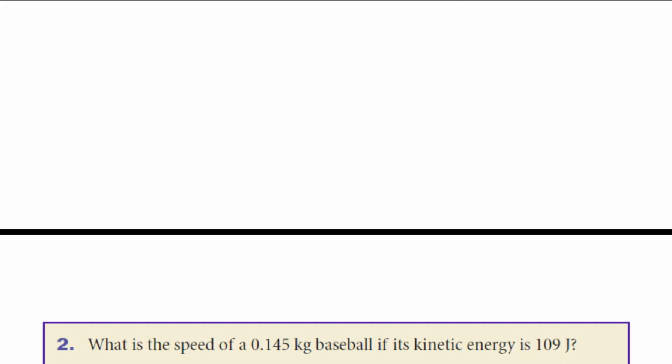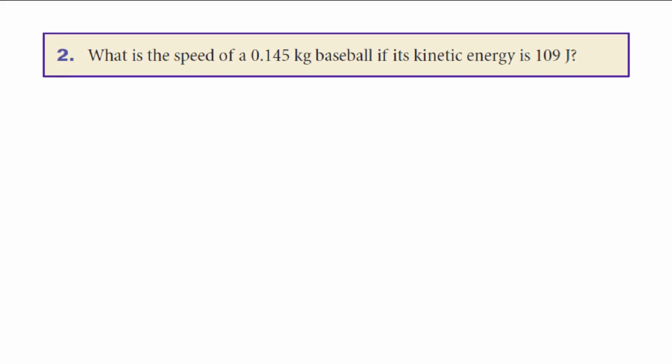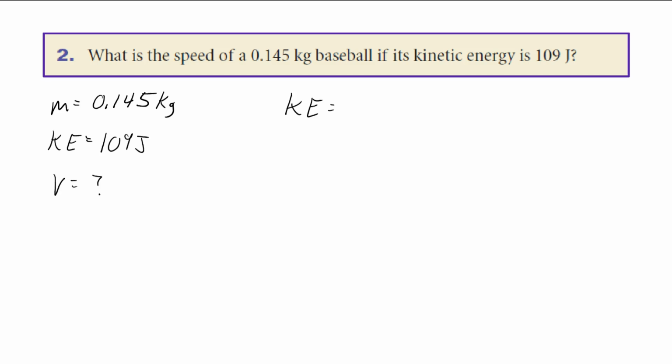Okay. Number 2 says, what is the speed of a 0.145 kilogram baseball if its kinetic energy is 109 joules? This is basically the same question, but the numbers are a little bit easier to work with. We have 0.145 kilograms, and the kinetic energy is 109 joules. What is the speed of this baseball? The equation, KE is equal to 1/2 mv squared. They tell you this is 109 joules. They tell you the mass. And you're looking for the velocity again.